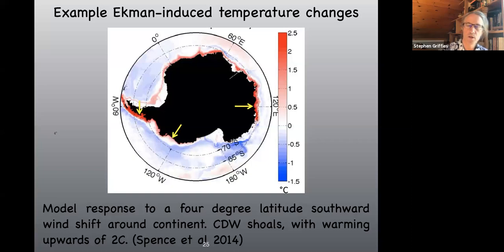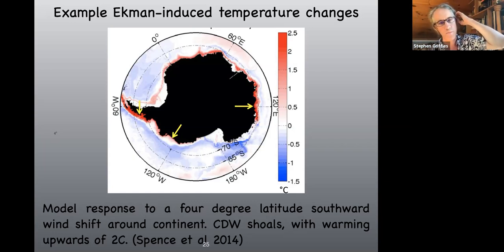And when we first saw this, we were pretty astonished at this feature. In the end, it was a pretty simple explanation, just changing the winds and changing Ekman. But it's a pretty dramatic change, what the effect of the winds can have on that coastal temperature.